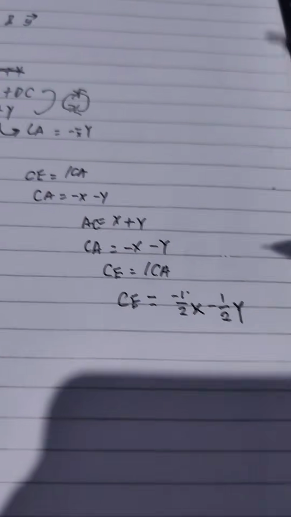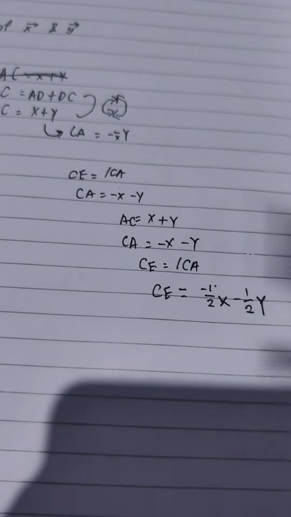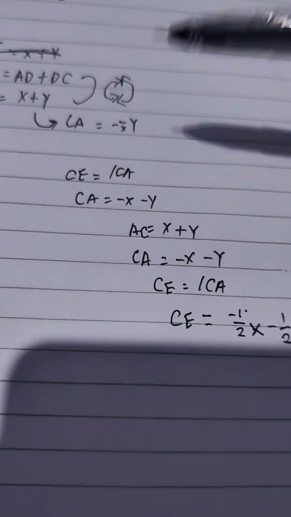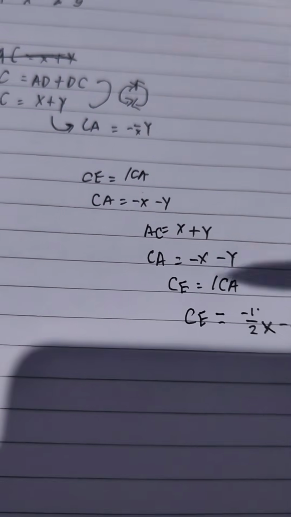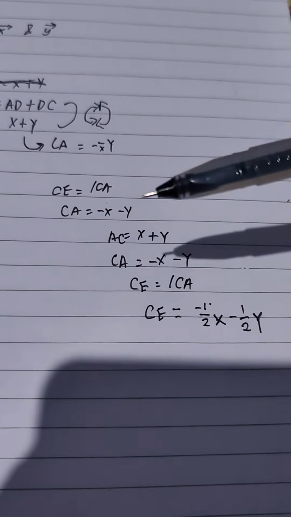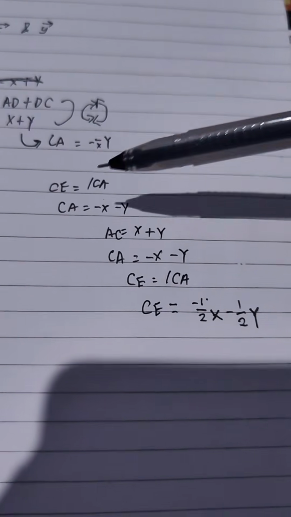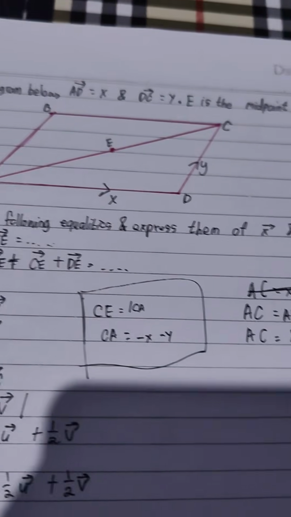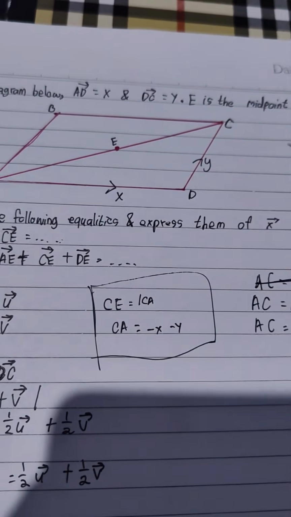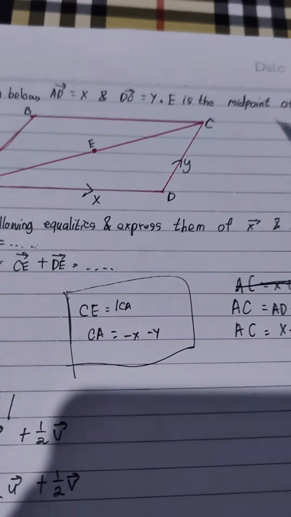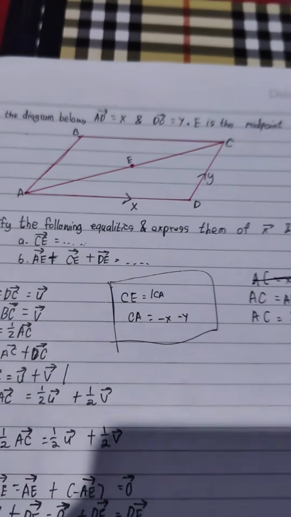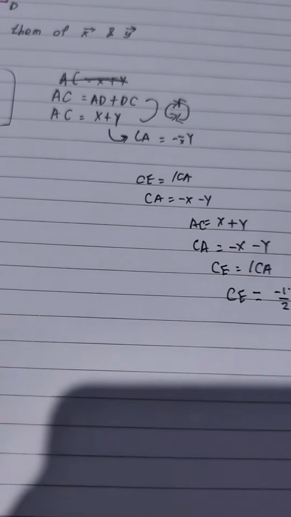So for this one we just swap them, swap and more swap. So CE is half of CA and CA is minus X and minus Y. So we just change it into AC, so it becomes positive, X plus Y. So you can see right here, if it's from below to top, it is positive, but if it's from above to below, it is considered as minus.